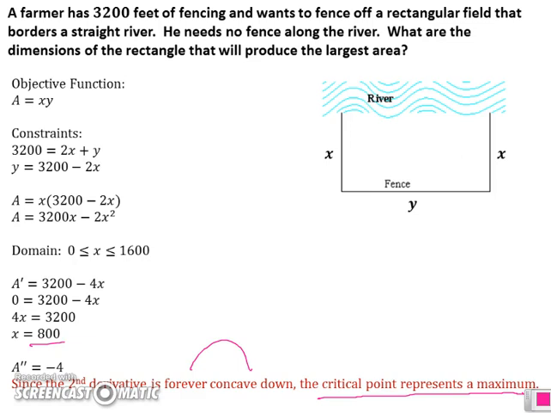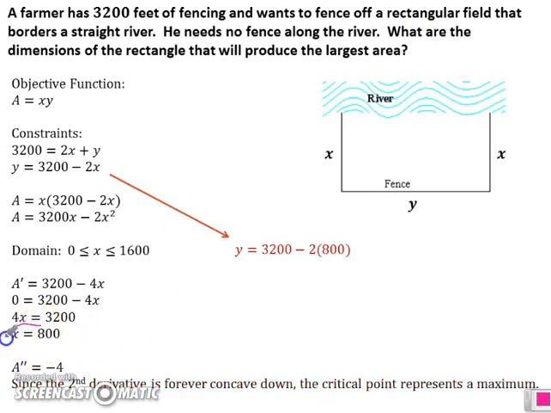Moving on, let's go back to the question now. So it asks for the dimensions. Well, x is going to be 800. So each one of these is going to be 800. And now we just need to use the perimeter equation and figure out what y is going to be. And in this case, it'll be 1600. So that's our final answer.